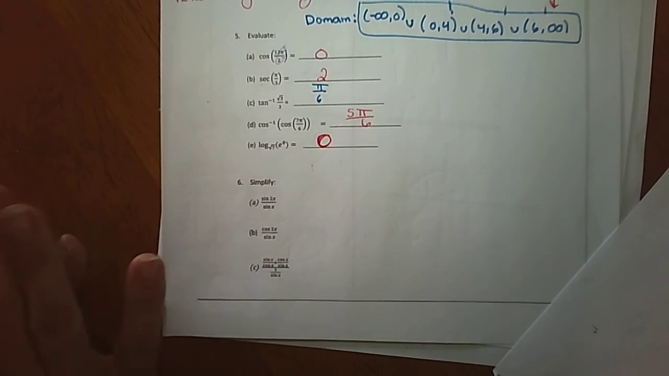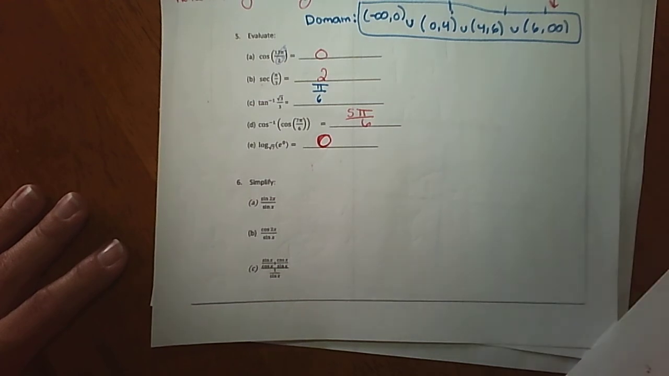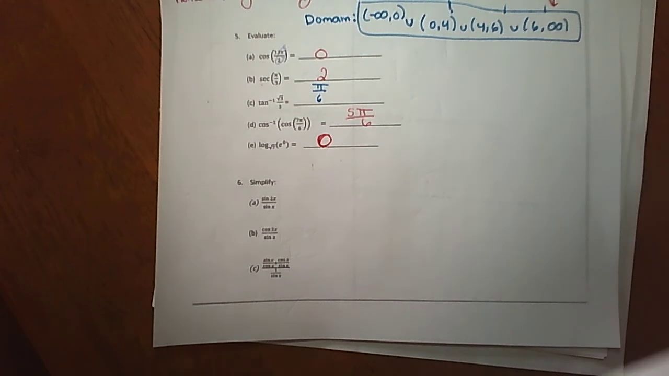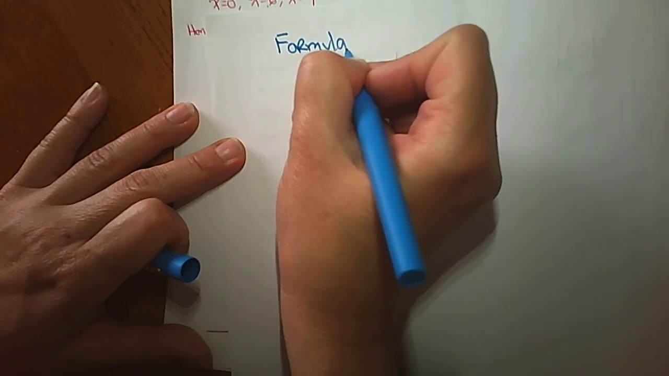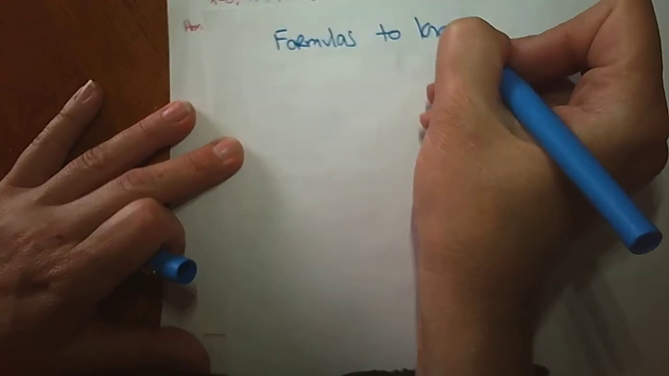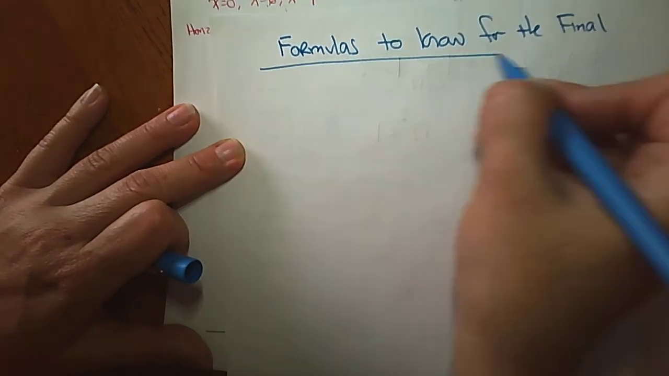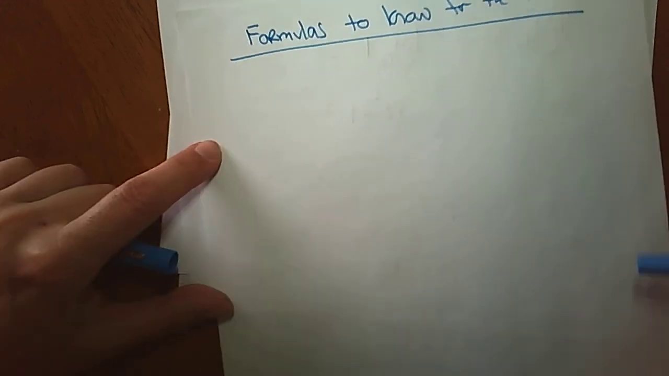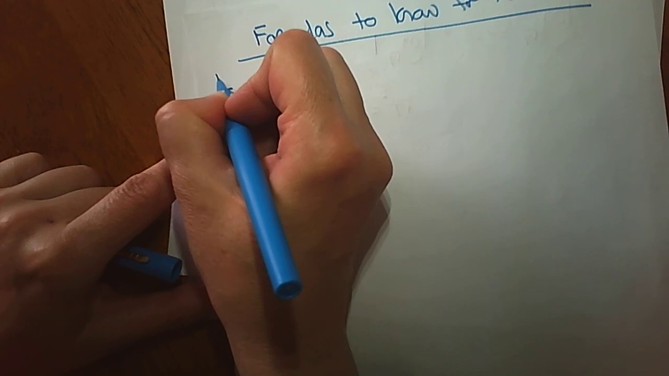Now, one last thing I do want to go over, and what you have to have on your formulas to know for the final. So, continuing on, formulas to know for the final, right, are, see the first one there, sine 2x, are our double angle formulas, right? So we're going to do the double angle formulas.